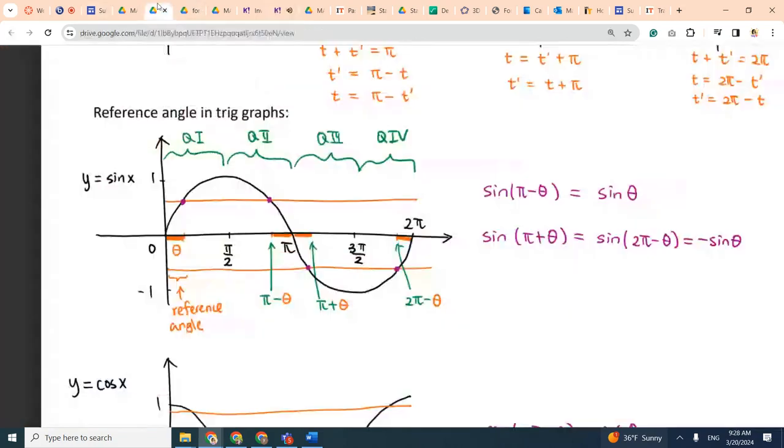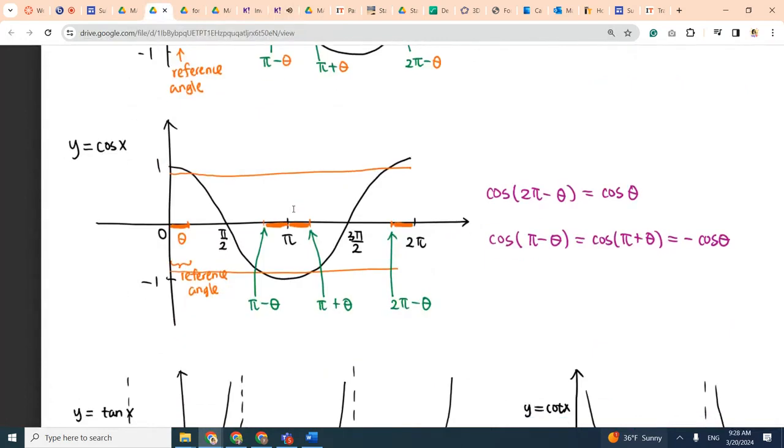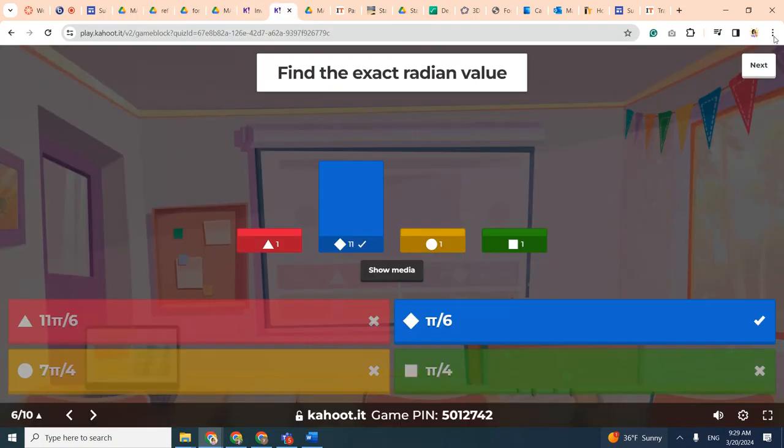So cosine. Look at this picture. The 1 to 1 piece we restrict is from 0 to pi, right? So therefore, yeah, root 3 over 2 corresponds to pi over 6. Yes. Good job.